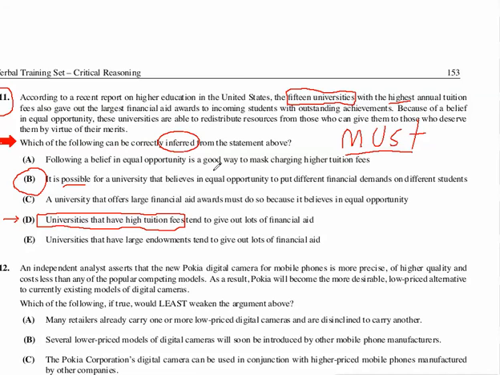A and C are particularly hopeless answers in the sense that they rely on opinion. A: following a belief in equal opportunity is a good way. And C: a university that offers large financial aid awards must do so. Those are both definitively wrong. And in E, it talks about universities with large endowments. Well, the question itself doesn't talk about endowments at all. It talks about having high tuition fees, and so it would really be a stretch to go for E.